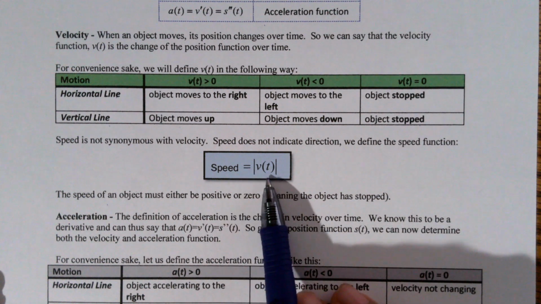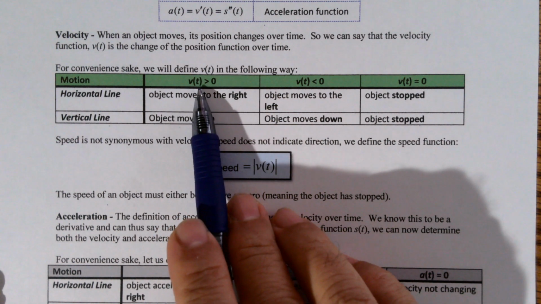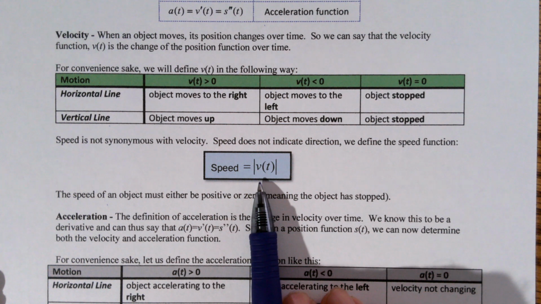Speed is just the absolute value of velocity. So what it means is velocity has a direction. It's either moving right or left or up or down. When we talk about speed, we don't care which direction it's going. We're just talking about how fast it's moving.